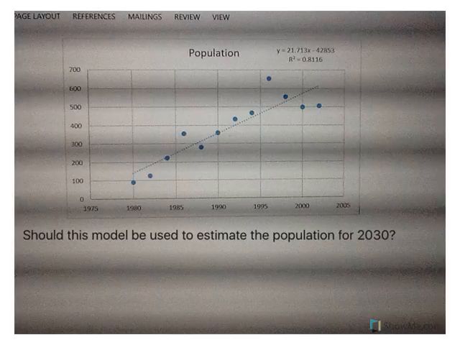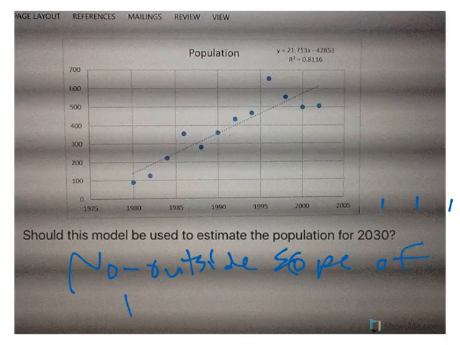And the last question here, I believe: should this model be used to estimate the population for 2030? Well, here's 2010, 15, 20, 30 is not even on here. No. We would say that is outside the scope of the model. So it's just not close enough. You could use this for 2005, that would be fine. And even if you wanted to go backwards and say, what did you think it was in 1975? That would be fine. But using 2030, nah, that's too far out. Too many things could happen that could change the butterfly population. And that's it.